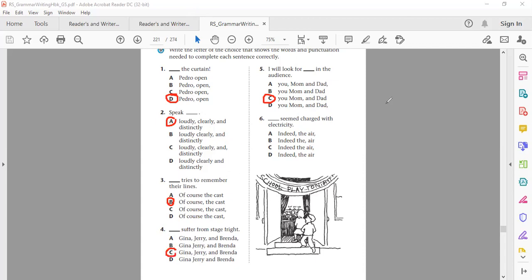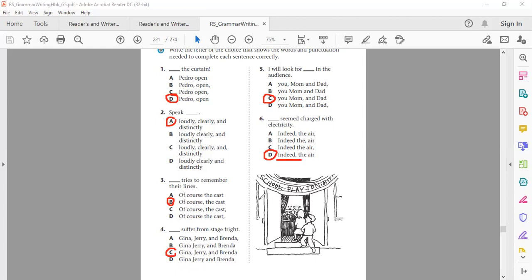Let's go for 6. Seemed charged with electricity. Indeed, the air. So which one? The last one, D. Excellent. Who said it? Me, Jenna. Excellent, Jenna. Why? Because we have "indeed," one of the introductory words. We say introductory words: of course, indeed, and then a comma.